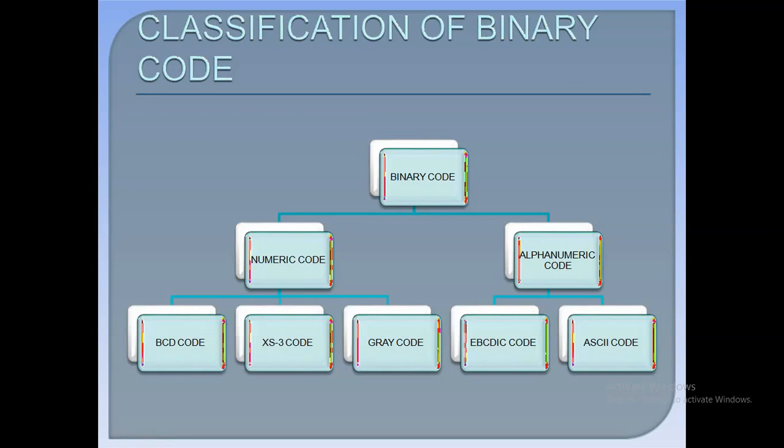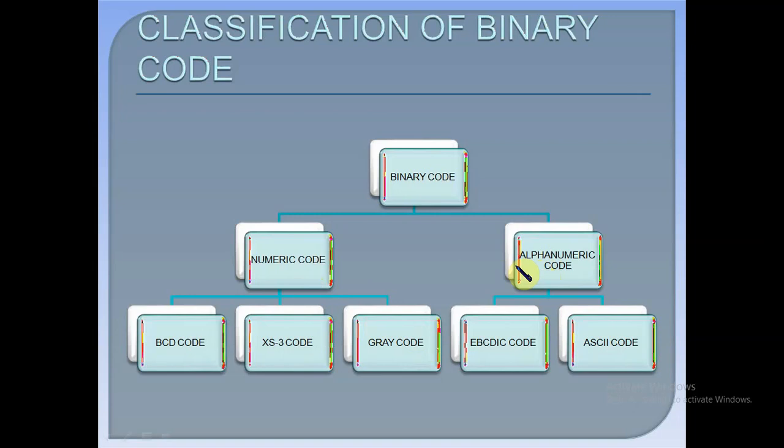XS3 starts from the number three and is valid up to the 12th number. And BCD code gives 8421, which is a weighted code. That is why we call it a weighted code. This is all about the numeric codes.